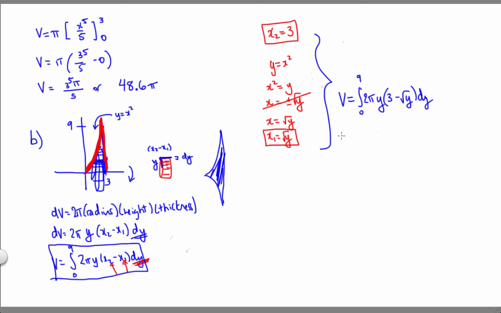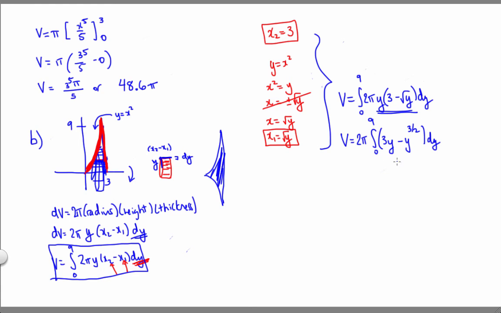So now to get this volume calculated, let's bring the constant 2 pi out in front. We've got the integral from 0 to 9. And at the same time, let's multiply through this expression because we're not going to be able to integrate the way it's written here. We need to multiply out. So we've got 3y minus, now if we multiply y times root y, that's like y to the 1 times y to the 1/2. It's going to give you y to the 3/2 because those exponents are going to add there. So we're getting 3y minus y to the 3/2, and that gets multiplied by dy.